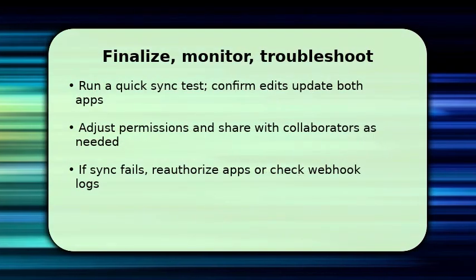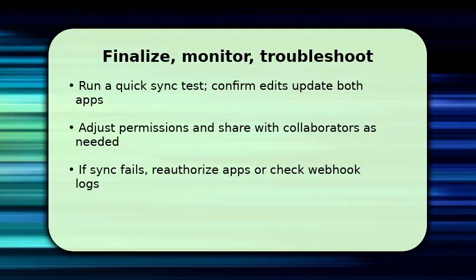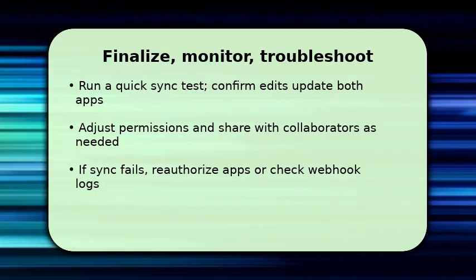Finish by running a sync test. Edit a task in Speedman and confirm Taskade reflects that change within moments. If all looks good, adjust sharing permissions and invite collaborators so everyone has correct access. Monitor the first 48 hours for missed updates and tweak automations.